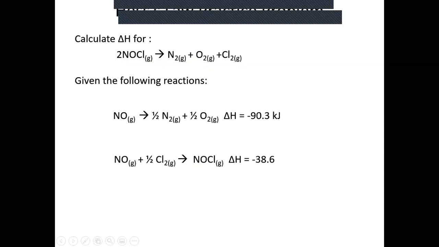So we flip the top one. Now it goes from endothermic to exothermic. Notice NO is a reactant. And we flip the bottom one as well.